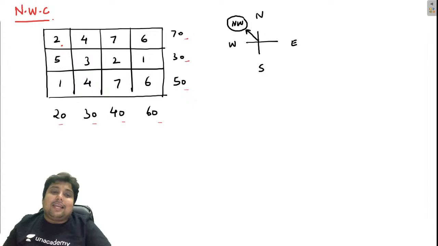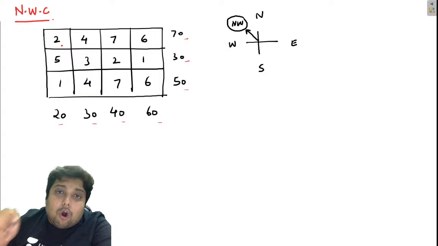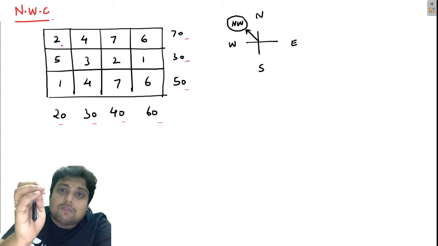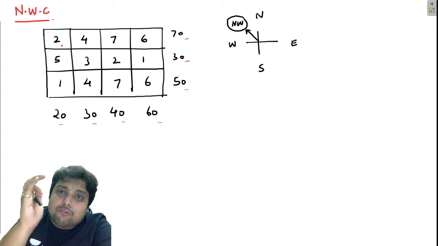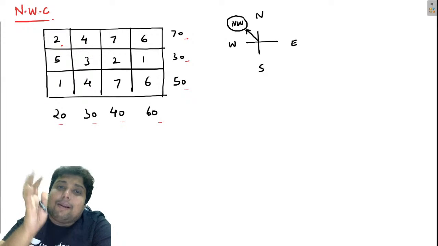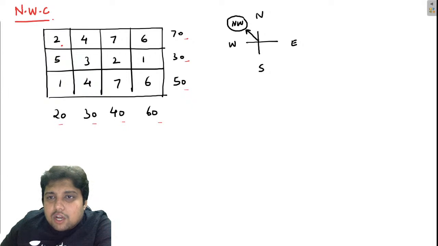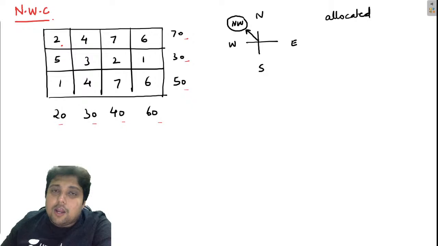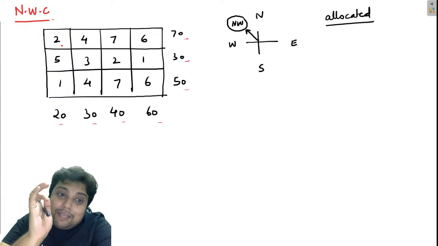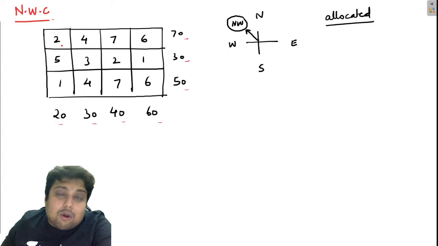Basically what we have to do is that in the northwest corner method, we always have to stick with the northwest element unless and until the northwest element is completely allocated. I have used a new word here, allocated. I will explain the meaning of this word, don't worry. Northwest element is what you have to stick to. So this 2 is the northwest element.